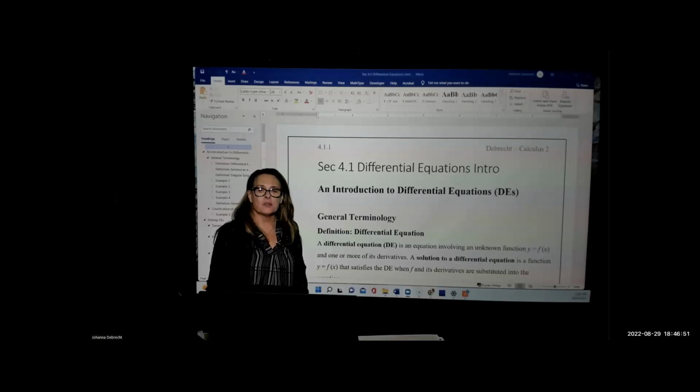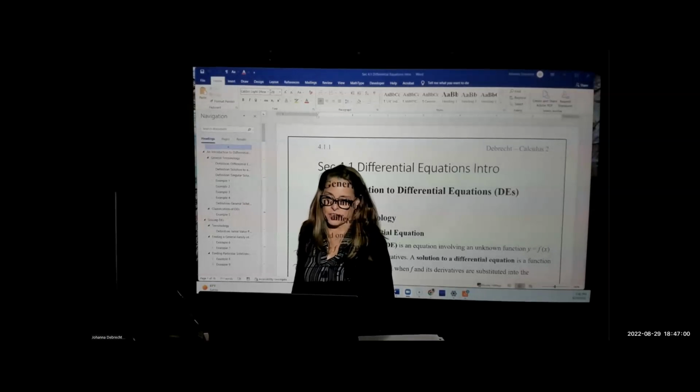In my classes, we'll also work a Python program using Euler's method to solve a differential equation. So let me share my screen with you and we'll get started.